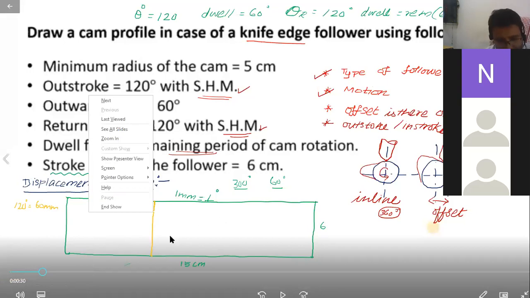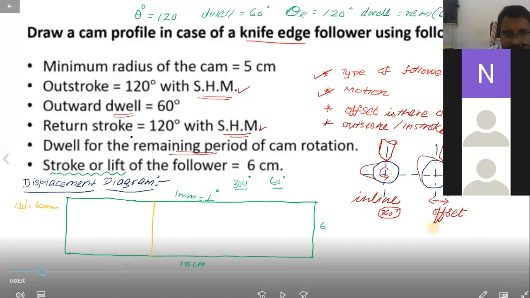Okay. Then the outward stroke is what? That dwell period, no? Dwell period is 60 degree, next is 60 degree. 60 degree means 30 mm. So 30 mm, you put another line. So anyway, the last stroke is going to be 60 mm, no? If you want, I will put it just for your reference, but not required.